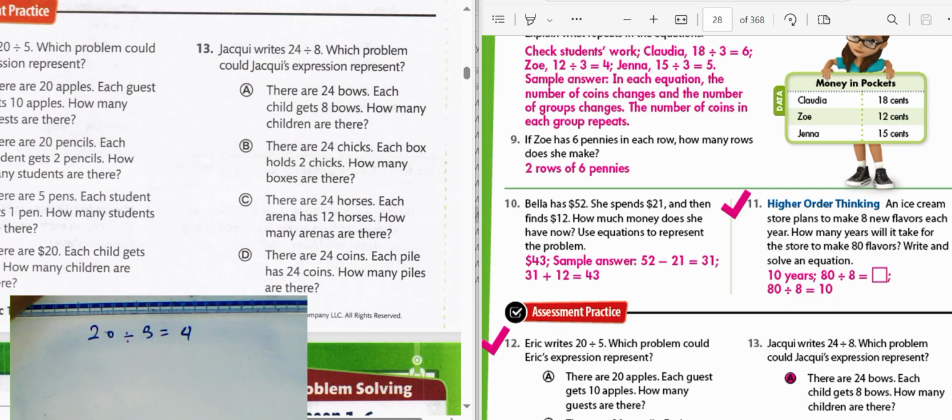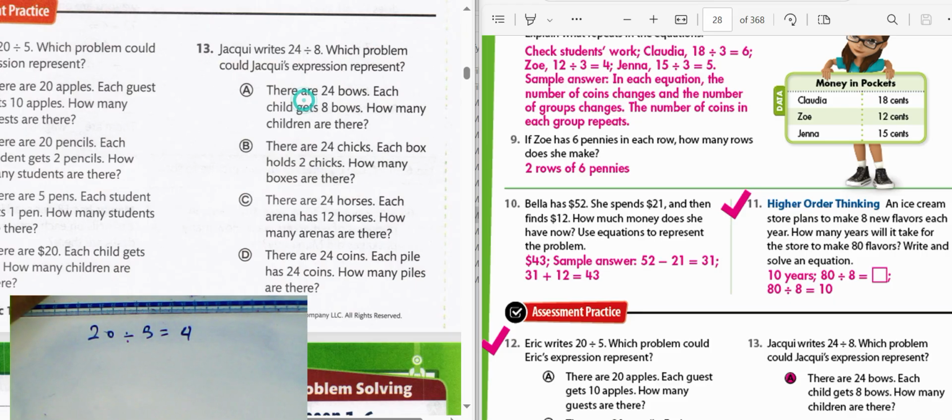Jesco writes 24 divided by 8. What problem could Jesco's expression represent? We must divide 24 by 8. Choose letter A. There are 24 boys. Each child gets 8 boys. How many children are there? We can write 24 divided by 8.